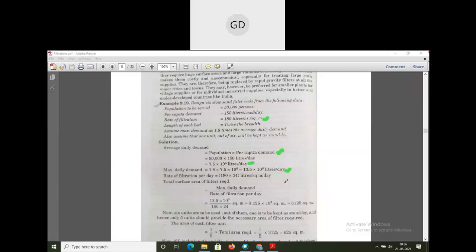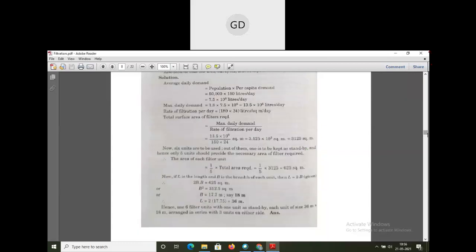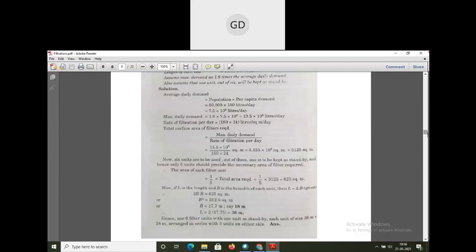Now ultimately you have to find out what is the size of the filter beds. That is, length you have to find out, breadth you have to find out. For finding the length, you will need the area. So how to find the area? First you have to find the surface area.